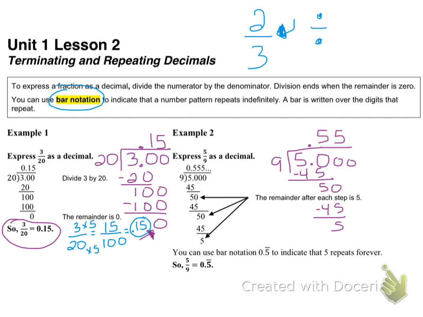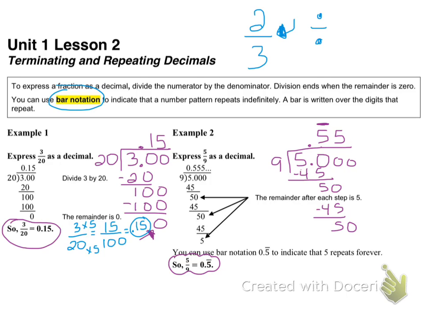And you can see that I could do this forever. This is never going to end. So I can just put a bar, that's called a bar notation, over that 5. That indicates that that 5 is going to repeat. So we would say 5/9 is equal to 0.5 repeating.